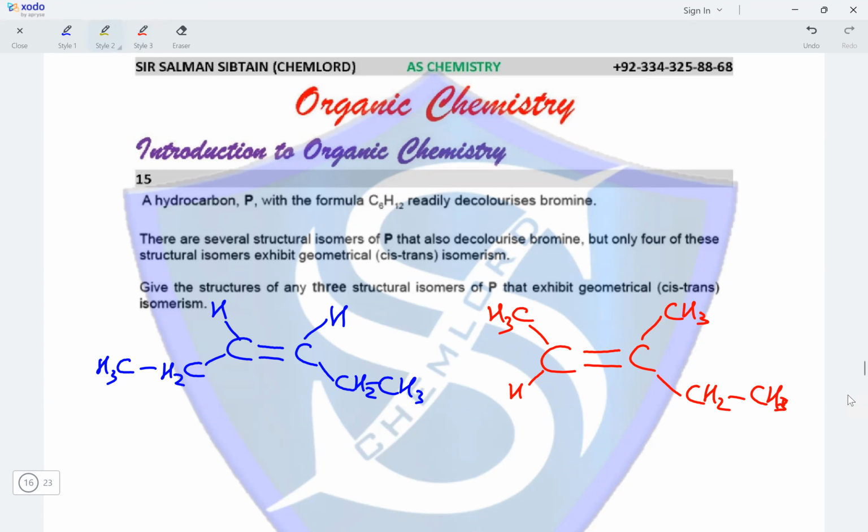A third one would be a carbon atom double bonded to another carbon atom, both having hydrogen on it.